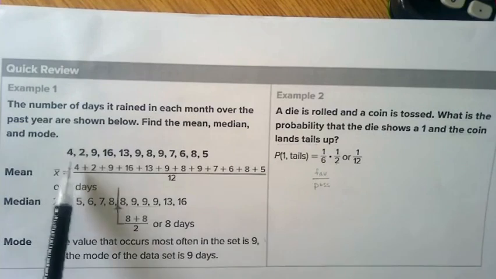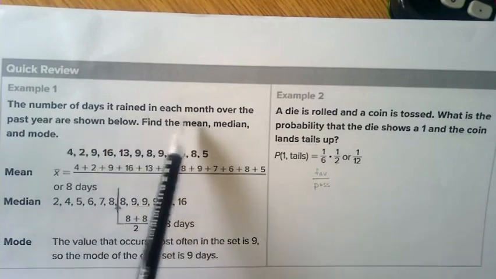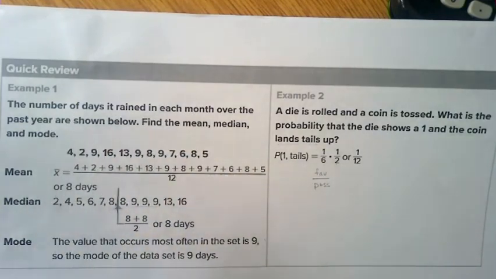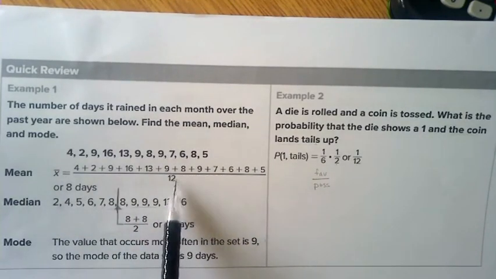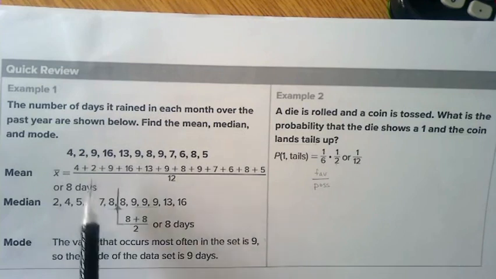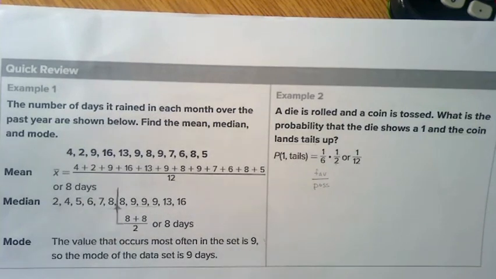So I have data points for the number of days it rained in each month over the past year. To find your mean, you want to add up all of those values and divide by how many values you have. So when I did that, 8 days would be the average number of days that it rained in each month.